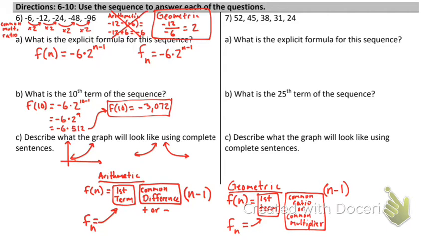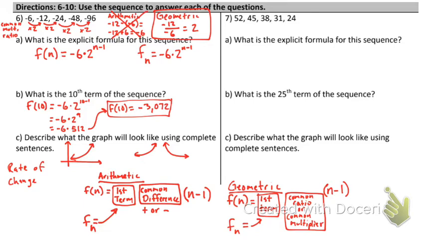All right? So, do your best there to describe that. Remember using the words rate of change. Okay? So it should curve.